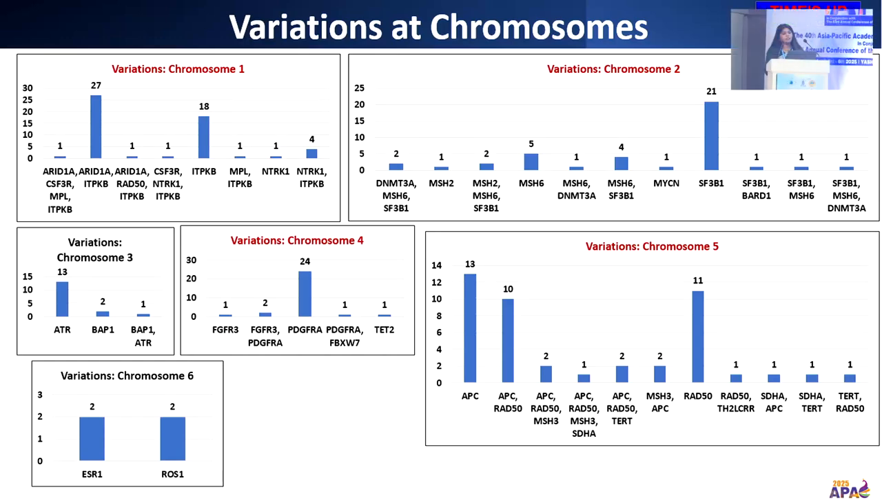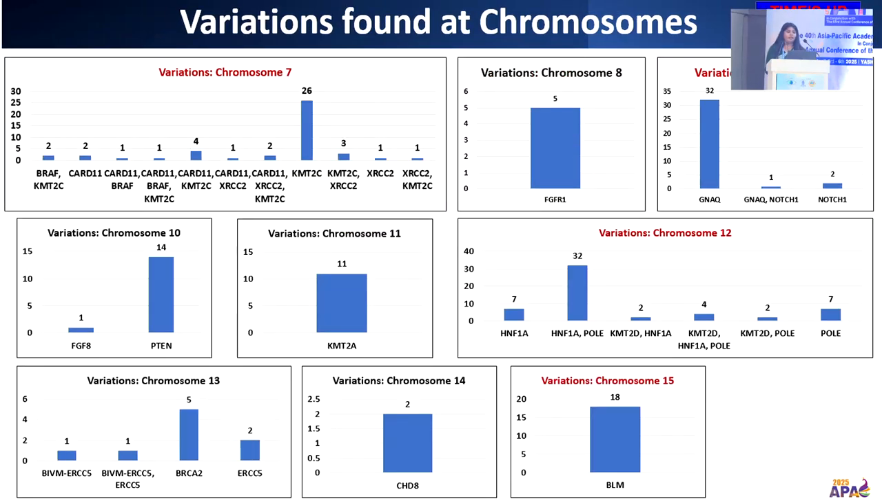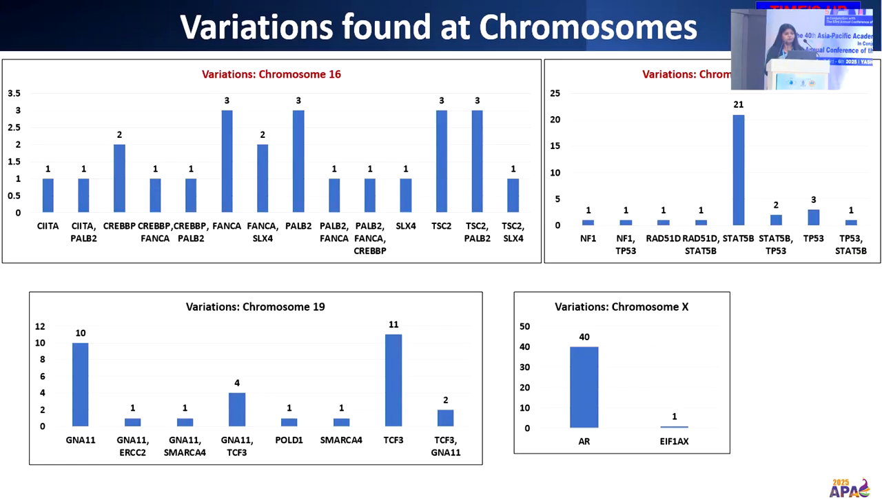Similarly, we found these variations at different chromosomes. We found at chromosome 3, which is important for uveal melanoma, ATR, BAP1 and BAP1 with ATR in 1 case. We found more variations in chromosome 2 also, chromosome 9, chromosome 7. We found the most important, KMT2C, in chromosome 7.